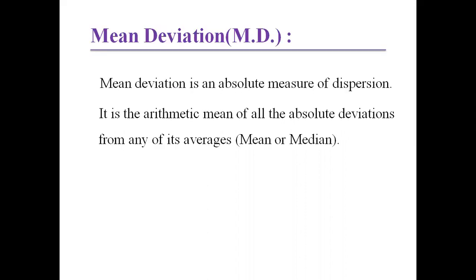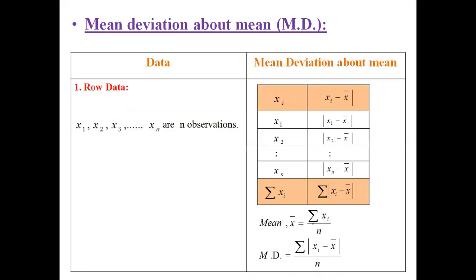So first we'll see the mean deviation. Mean deviation is an absolute measure of dispersion. It is the arithmetic mean of all the absolute deviations from any of its averages, either mean or median. But in this lecture, we take this average as the mean. So how to find the mean deviation? Here is the formula for the raw data.